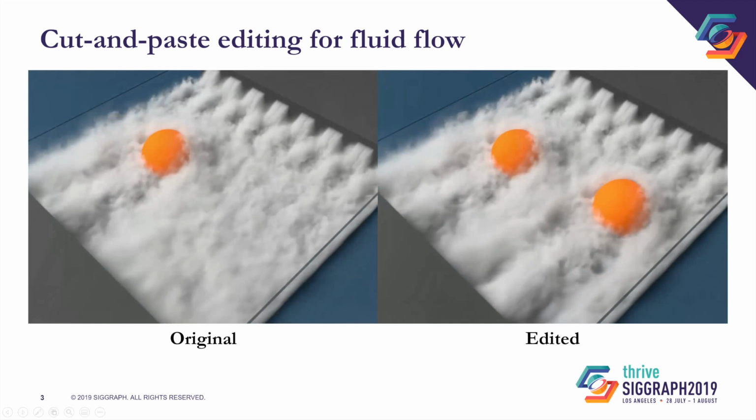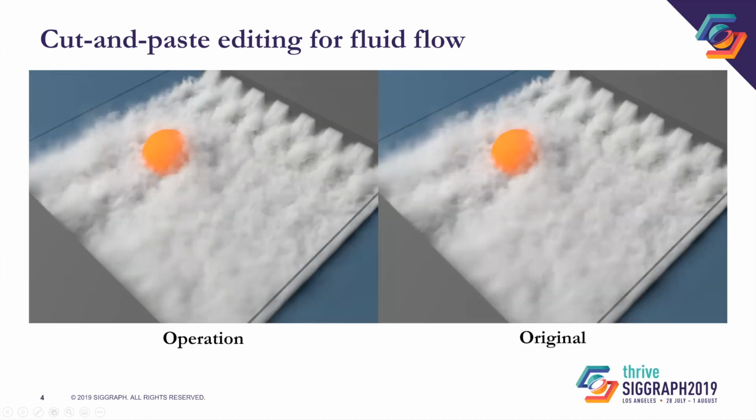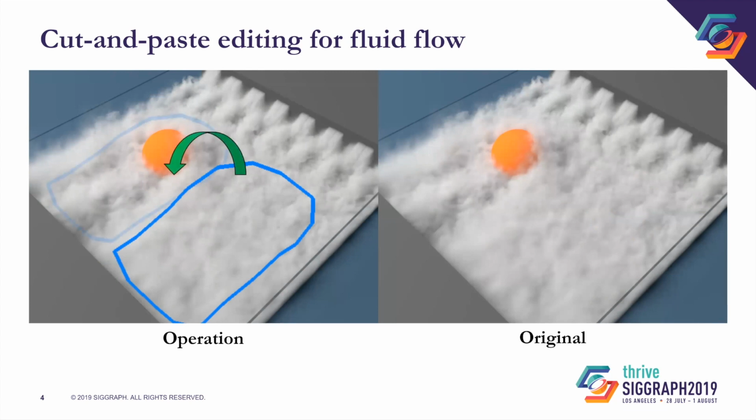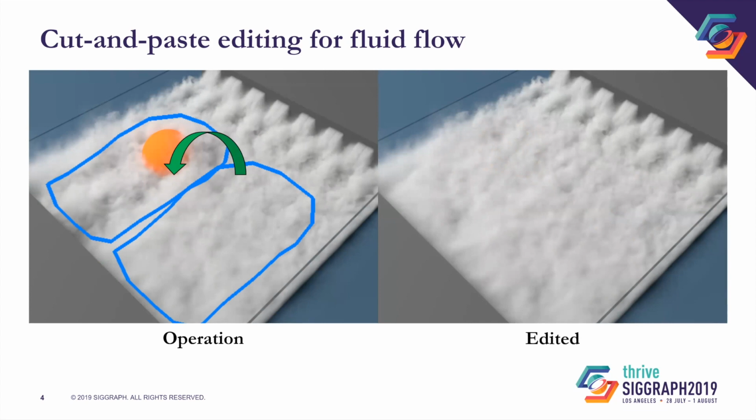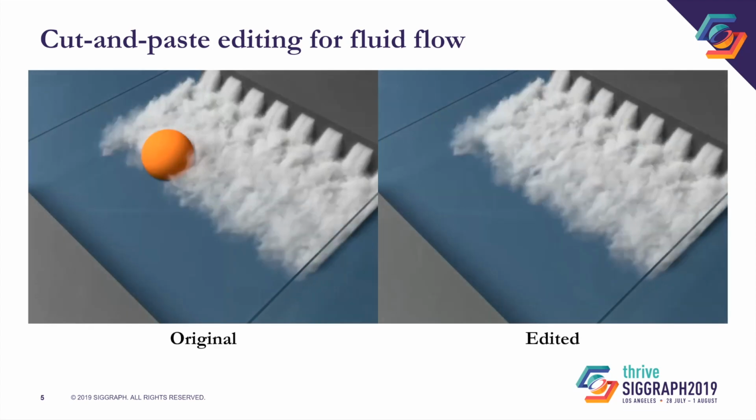In another case, sometimes we want to remove the sphere after the simulation. This is possible with our method by selecting this region and copying it into this region. And here is the result, and this is the animation.